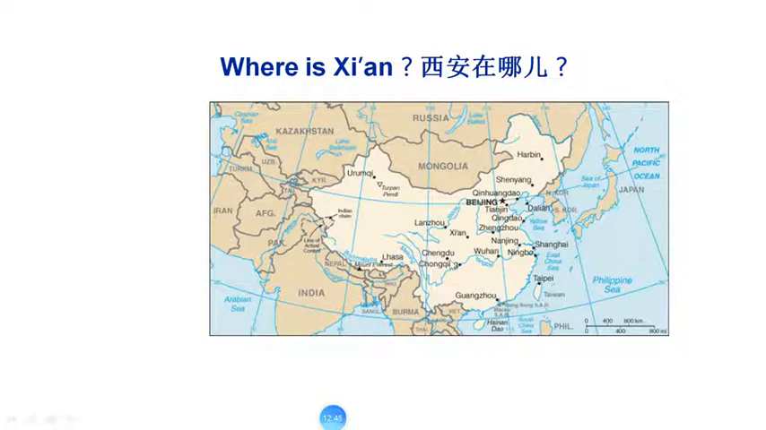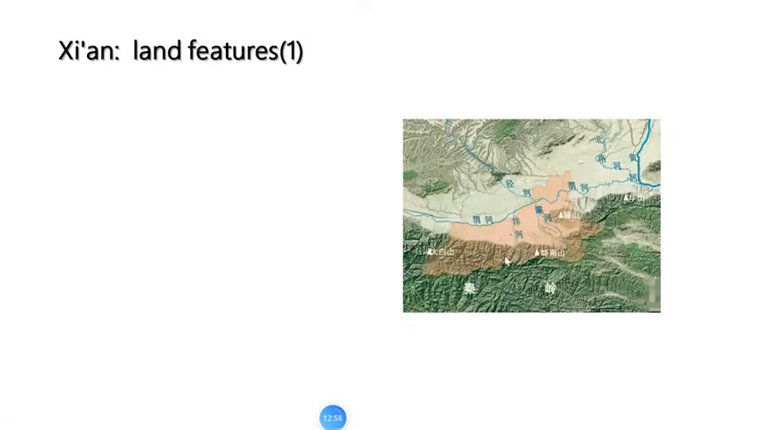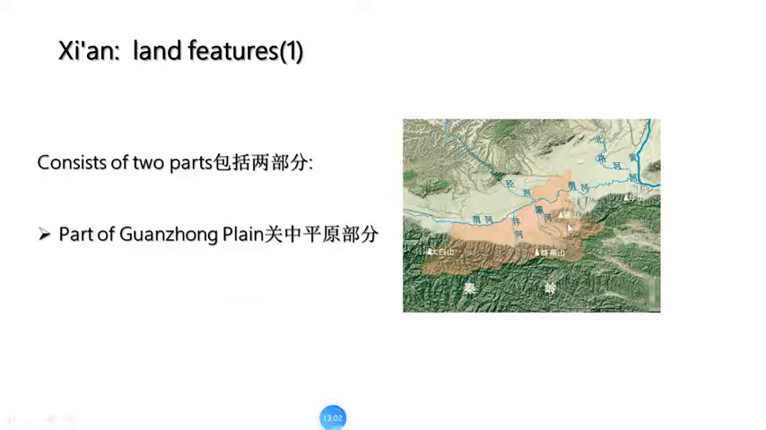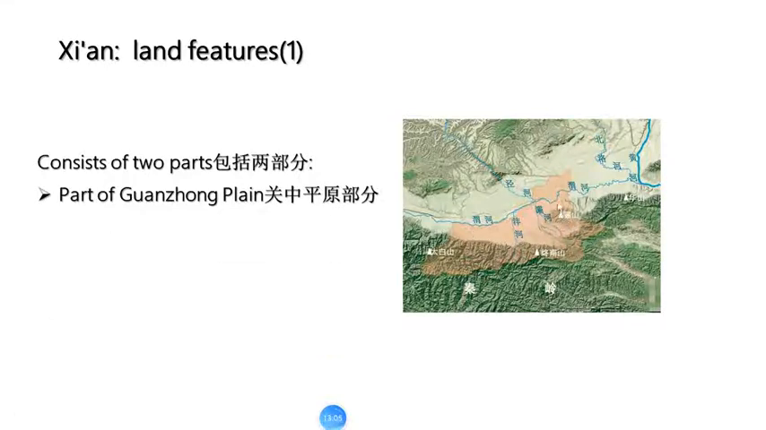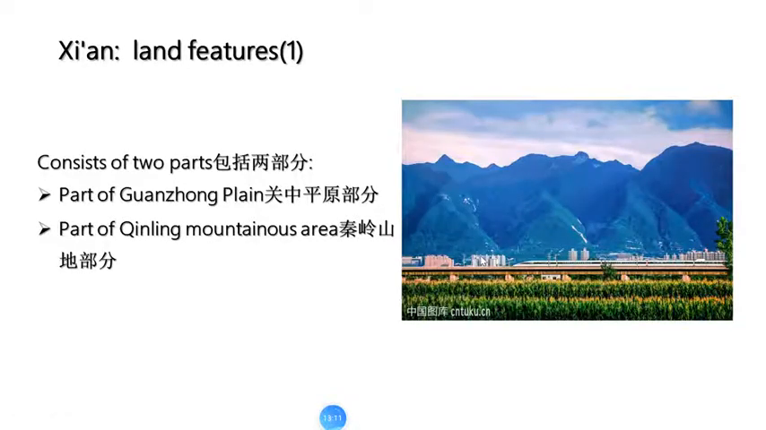Where is Shanxi? Where is Xi'an? Xi'an, in the center of China, on Guanzhong Plain. Xi'an consists of two parts, part of Guanzhong Plain, part of Qinling Mountainous area. Qinling Mountains in the south and Guanzhong Plain in the north.